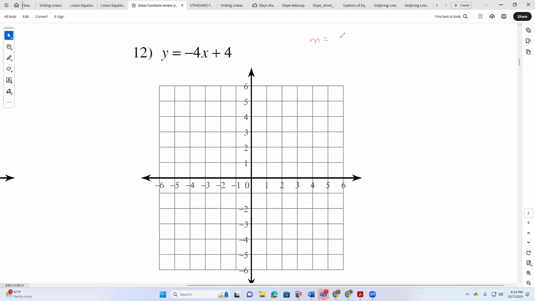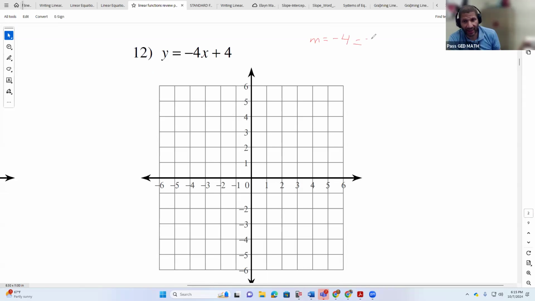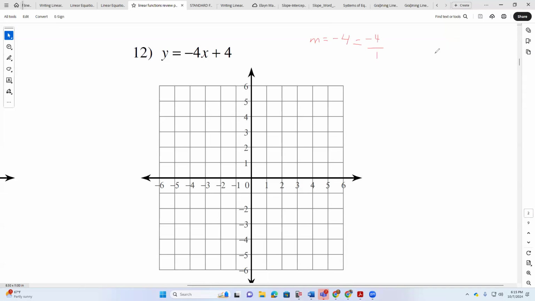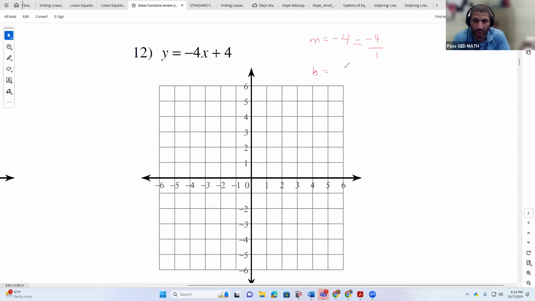The slope is 4, +4. Sure about that? I mean, no, intercept. The slope is -4. So the slope is -4, which is the same as -4 over 1. You understand that? And what's my y-intercept? It's +4. So the first point I'm going to put on this graph is where? At +4.